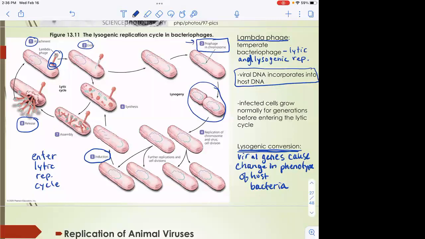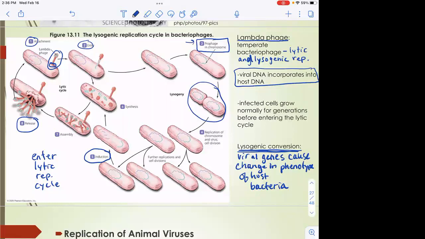Another example is the organism that causes diphtheria, Corynebacterium diphtheriae. It only makes diphtheria toxin if the cell has been infected with a lysogenic bacteriophage. And if it's not able to make that toxin, then it's not going to cause disease. So we know of a few examples of that.